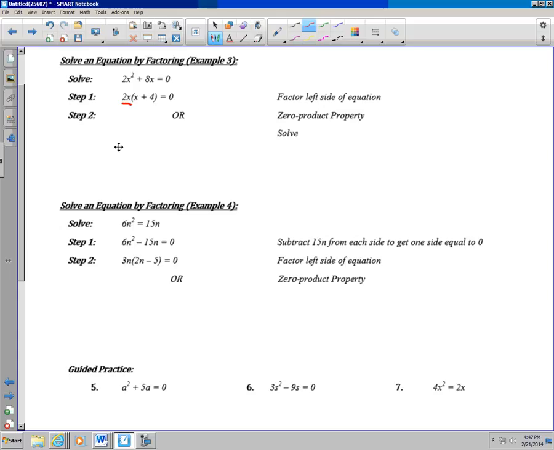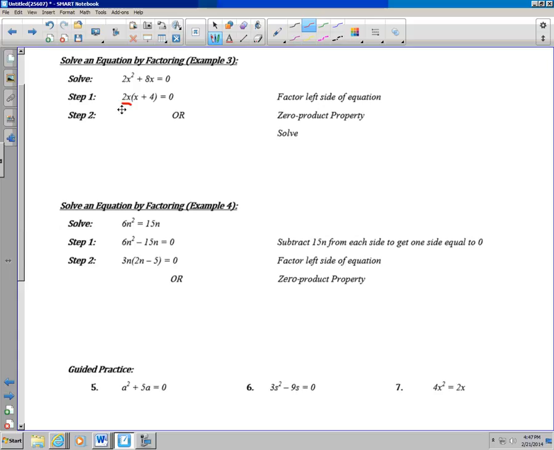So we factor that out, and just in your head do a mental check. 2x times x is 2x squared. 2x times positive 4 is positive 8x. So we have factored correctly, and there's no more factoring to do inside the parentheses. Now we have a product. So now we can use the zero product property.